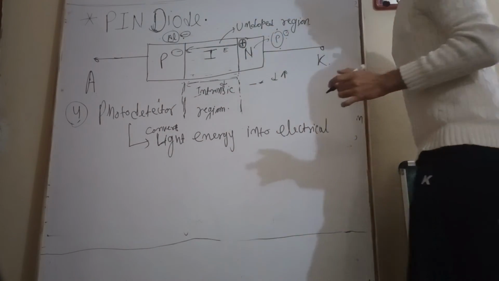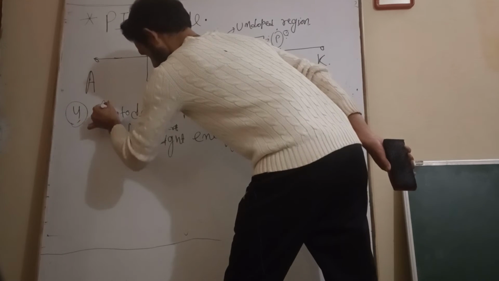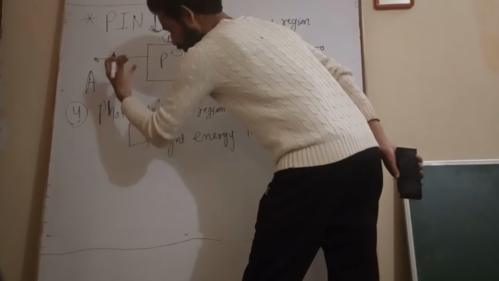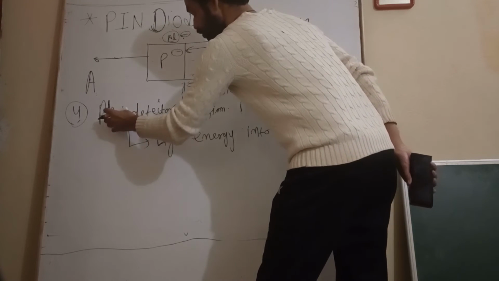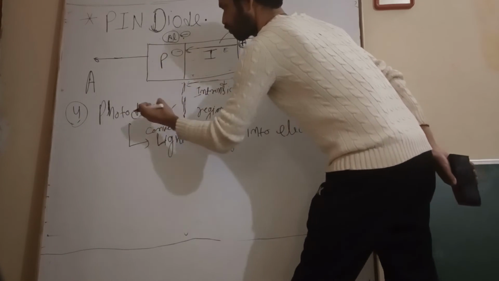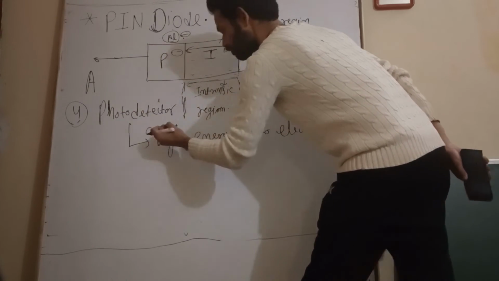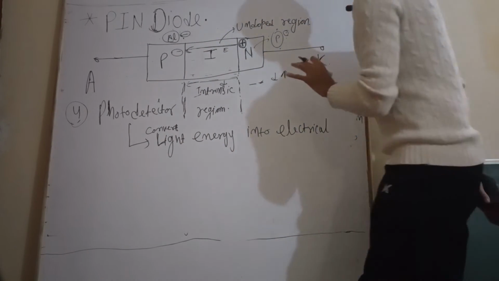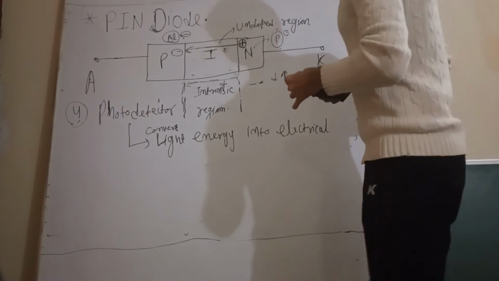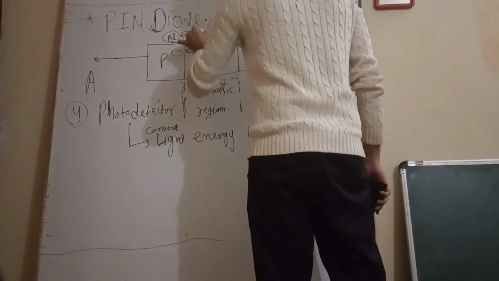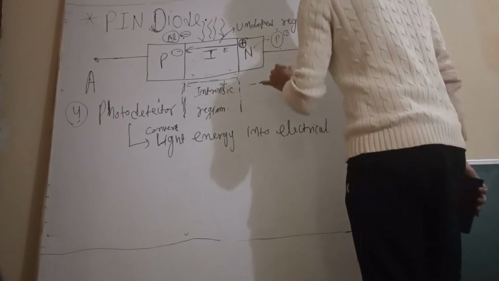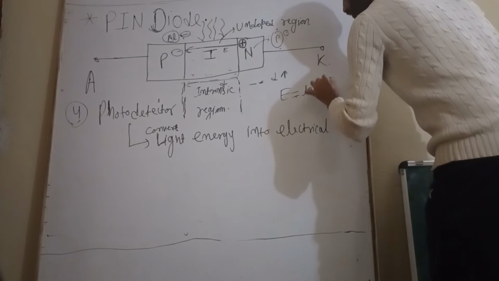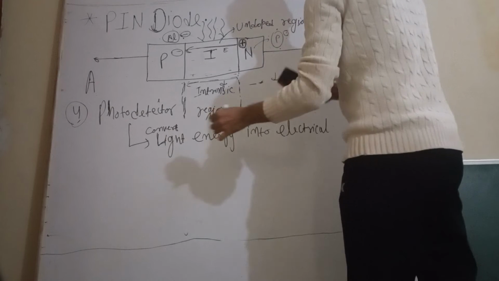Photo means photon, and a group of photons is nothing but light. So by detecting photons, that is, by detecting light energy, it will get converted into electrical energy. Sunlight is coming with the energy of a photon. Let's say the energy of the photon is equal to h nu.